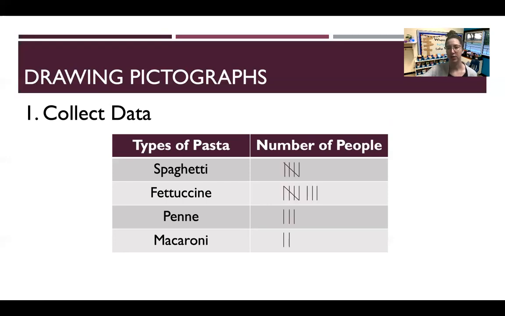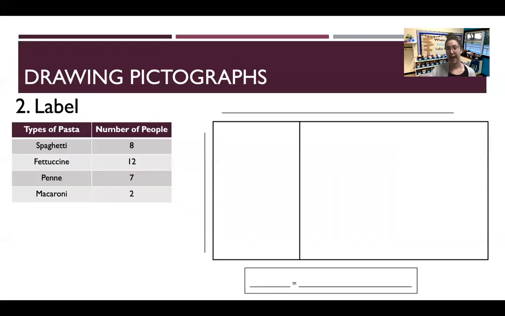The easiest way to do this is to put little tick marks. So every time someone says they like spaghetti, I put a little tick. And when I get to 5, I cross that out, and continue on until in the end, you have your specific numbers that you're working with. So I have 8 people that like spaghetti, 12 people that like fettuccine, 7 people that like penne, and 2 people that like macaroni.